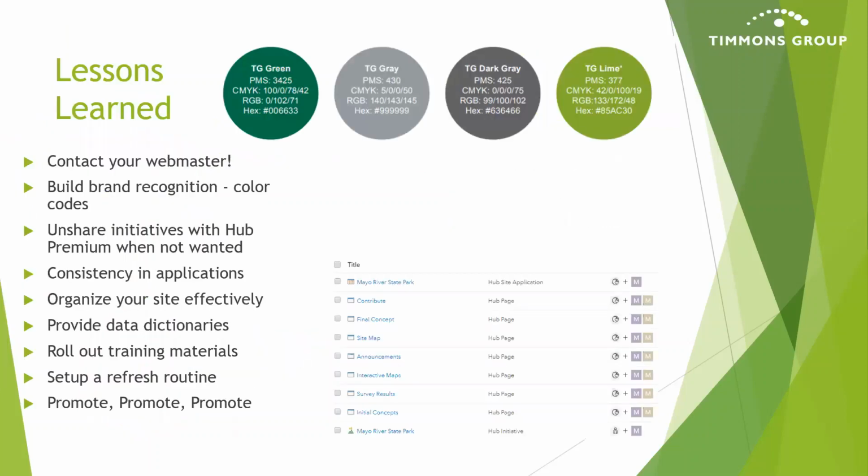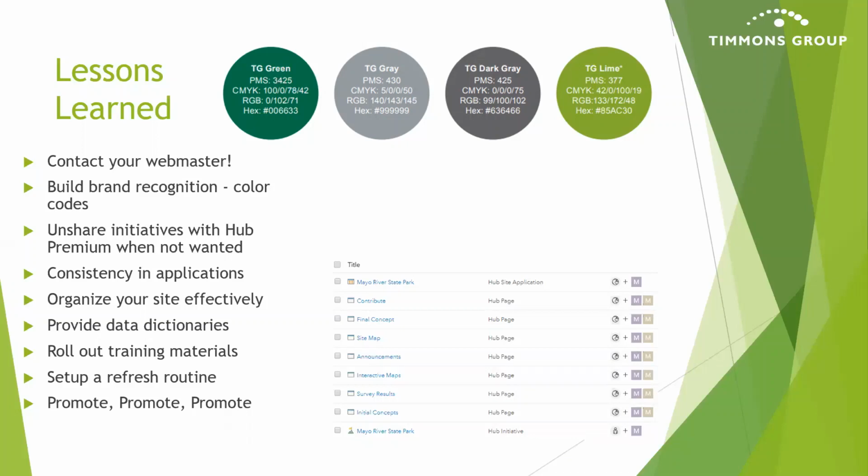And finally, I just want to finish off with some rapid-fire lessons learned. So from my perspective, it's always best to contact your webmaster. Use your organization's color codes to build that brand recognition. Here are all the items in ArcGIS Online that run the Mayo River website. At the very bottom is the initiative item that's created.